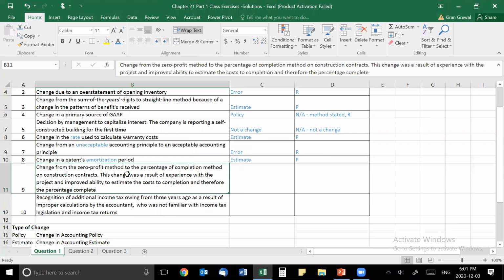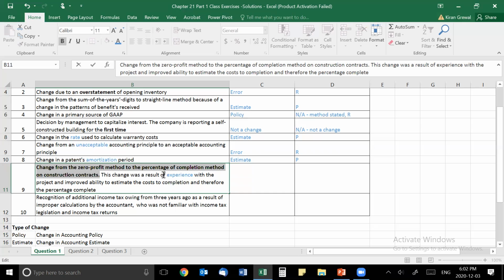Change from zero profit method, so that's completed contract method, to percentage completion method on construction contracts. This change was a result of experience with the project and improved ability to estimate cost of completion. Okay, so this one, if it just said this first sentence, then I would look at this and say, okay, this is a policy change. You're going from completed contract to percentage completion. So that's why I had said earlier, you have to look at the reason for the change.